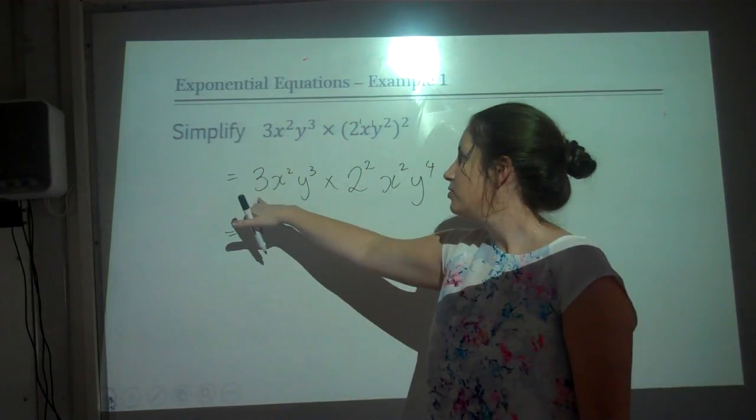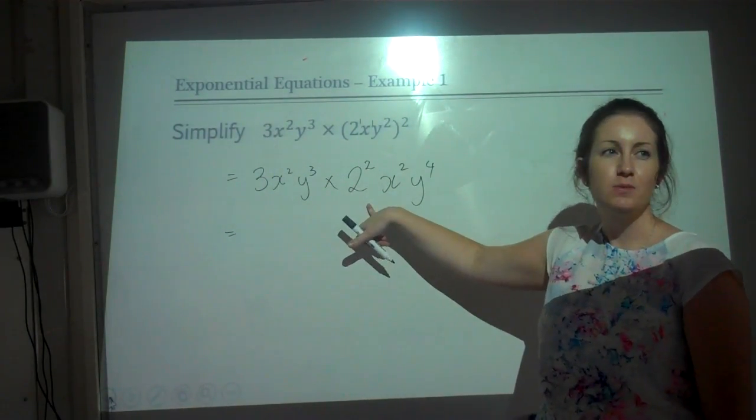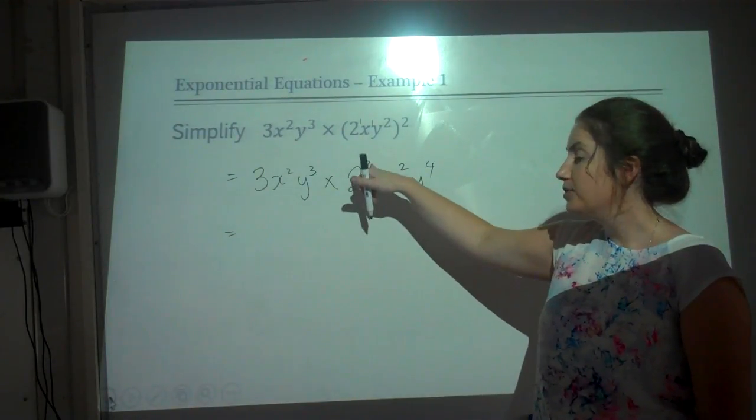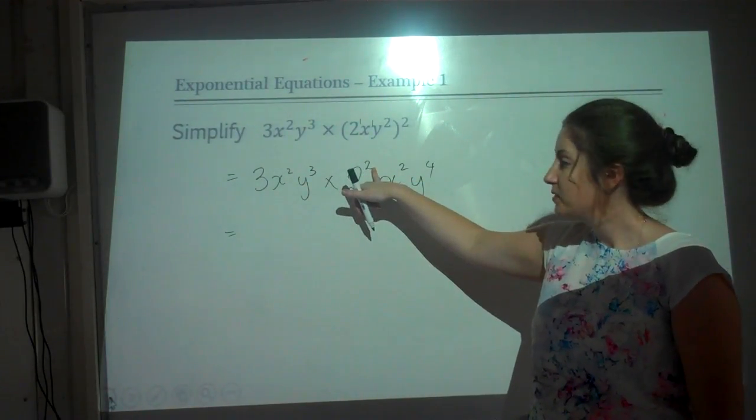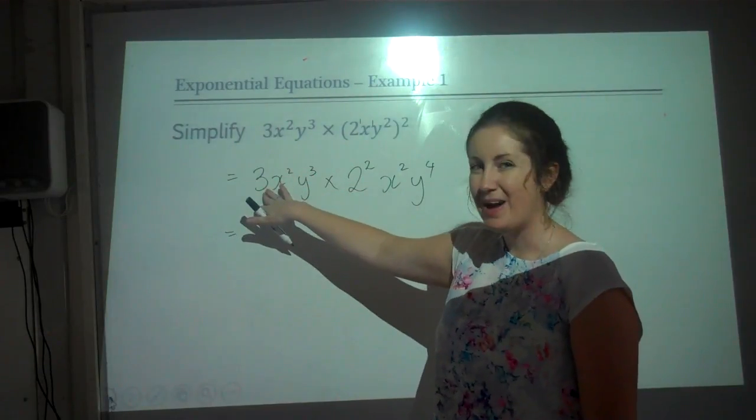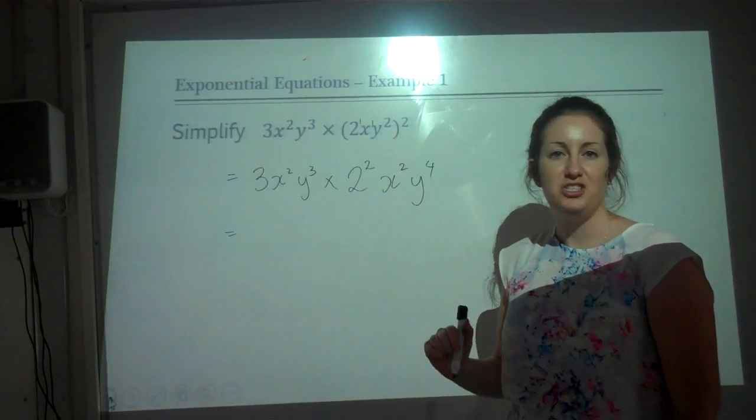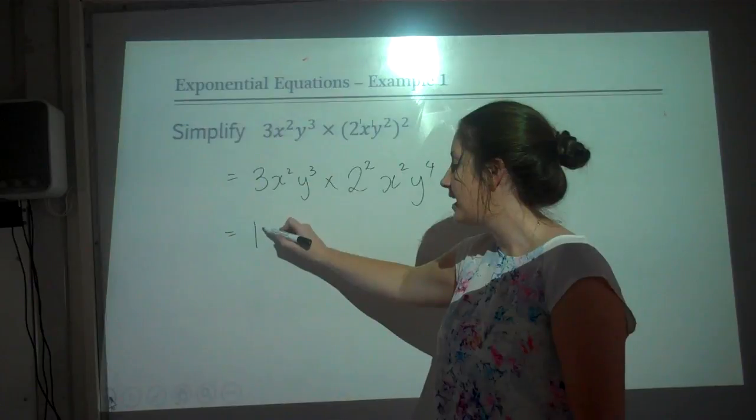Now, we should work out what our numerical value actually becomes. So let's work out what this number will be. 2 to the power of 2 is the same as 4. So we've got 4 multiplied by 3. We multiply those numbers just like we would any normal numbers and we get an answer of 12.